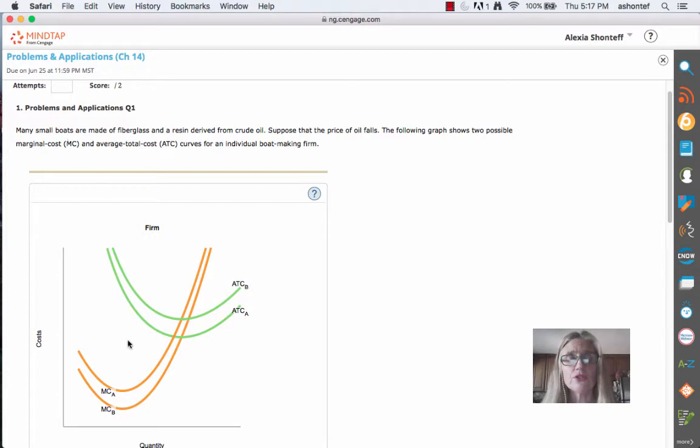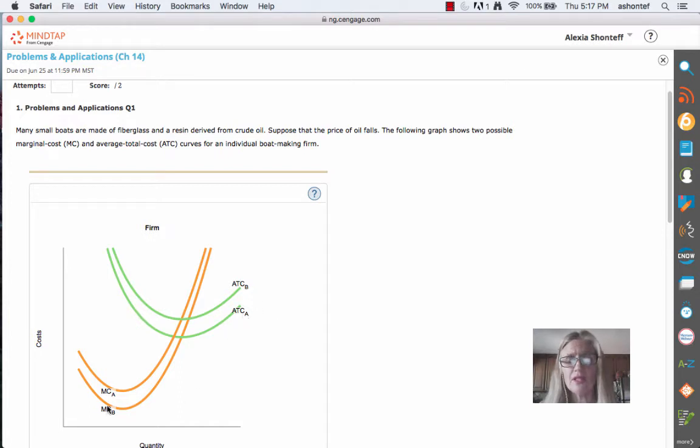Alright, so the only thing I'm going to caution you on this is just to watch the labeling of these curves. So always remember the marginal cost curve that is lower or below means the costs are lower than the marginal cost curve that's above it. So like at some quantity, the marginal cost for A is higher than it would be for B. And the same is true with average. The average, the one that's higher up, their costs are higher than the costs below it.